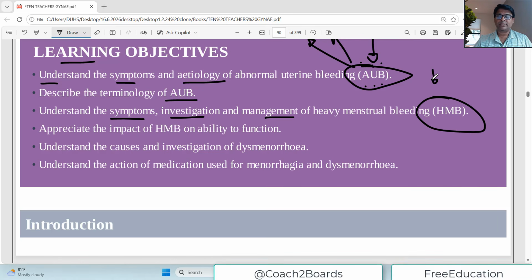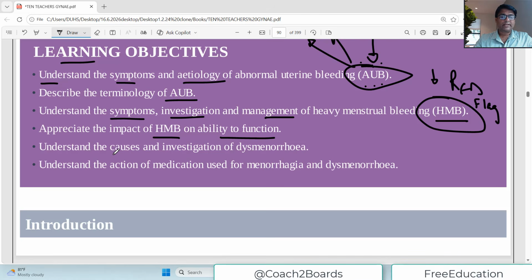Now, heavy menstrual bleed is I would say it's an absolute red flag. जब भी if you are dealing with a patient with heavy menstrual bleed, always investigate appropriately because there may be something very serious underlying जिसका ये symptom हो सकता है. So appreciate the impact of HMB on the ability of function of the female reproductive tract.